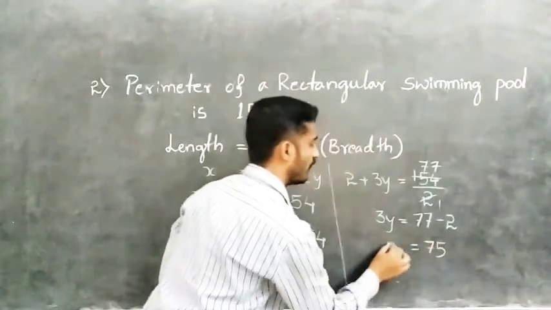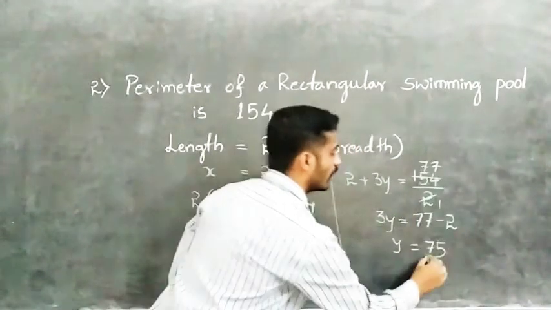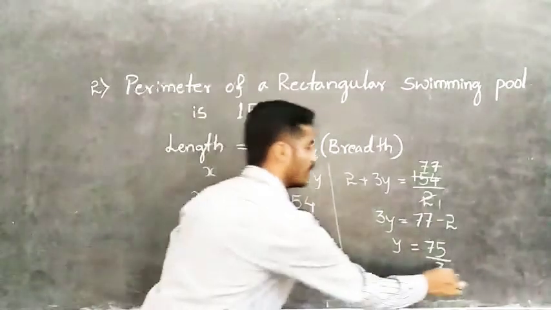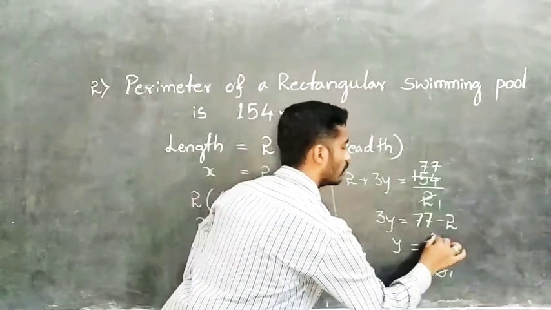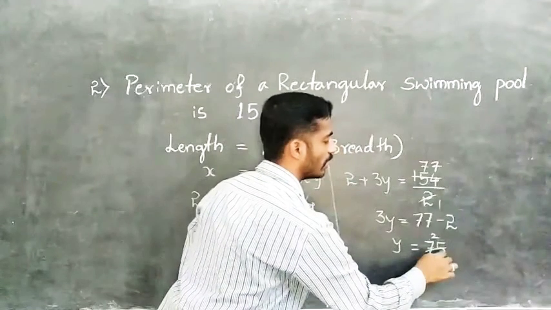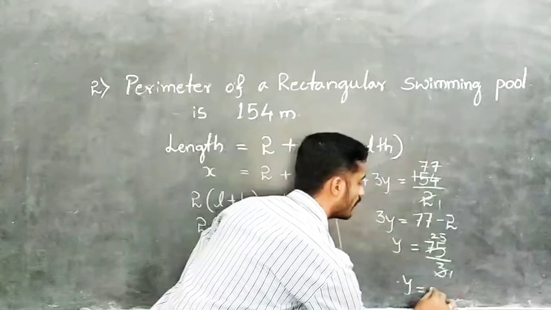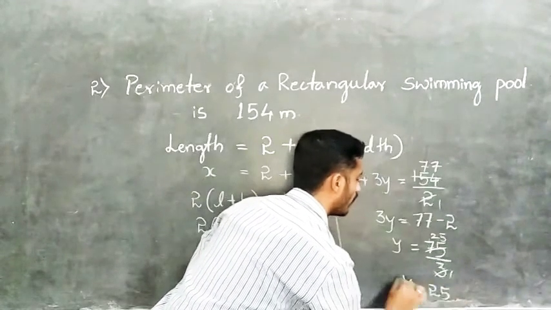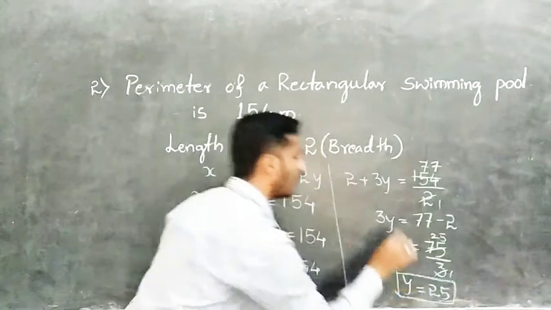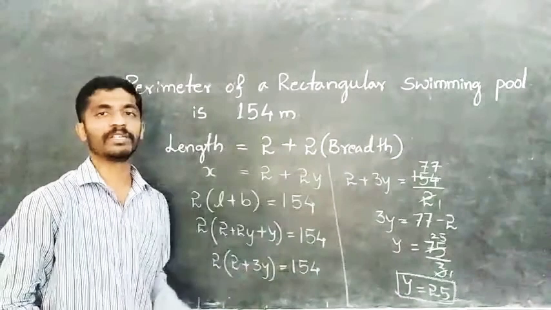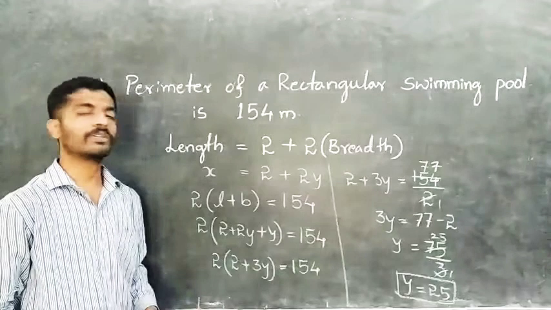So again here 3y is there, I'll take 3 to the right side, it becomes divisible. So now 3 ones are 3, 2 fives are remaining how much? 1, that will be 15, 5 fives are. So what we got? y equal to 25. Y means what? Y means breadth. So now we got breadth.